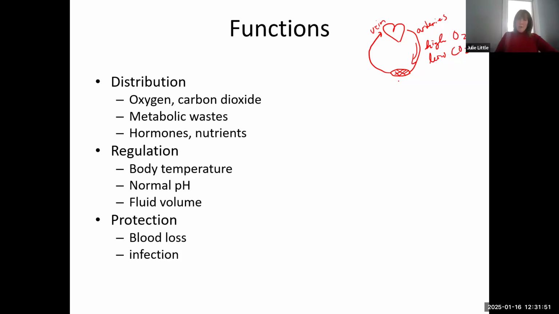And when we get to the capillary beds, these are in the tissues of the body, the oxygen will leave and go into the tissues. And the tissues make carbon dioxide when they're making ATP, and the carbon dioxide goes back into the blood and then back to the heart. So on this side, we're going to have low oxygen blood going back to the heart with a higher carbon dioxide load. So blood distributes oxygen to the tissues and carries carbon dioxide away.